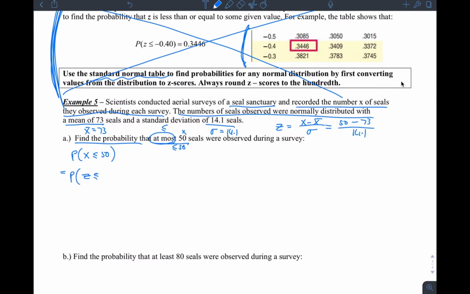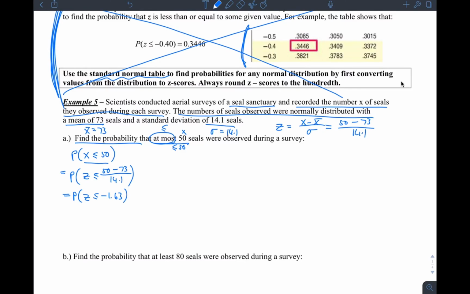So what we're going to write is the probability that X is less than or equal to 50. That's the same as the probability that Z is less than or equal to the standardized value, 50 minus 73 over 14.1. And if you punch that in your calculator, you get this. That's the same as the probability that Z is less than or equal to negative 1.63.